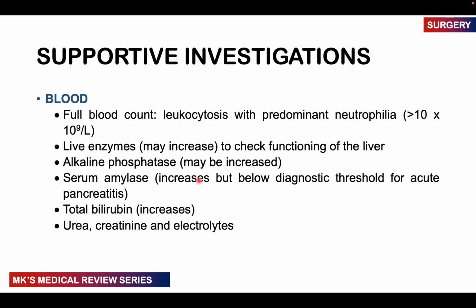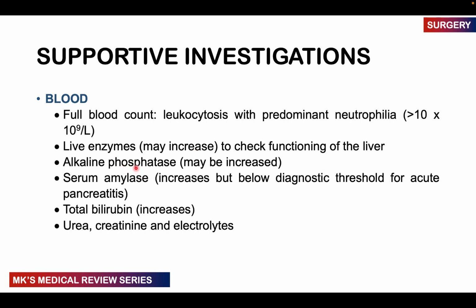You may also order some supportive investigations, such as a full blood count that may show leukocytosis with predominant neutrophilia greater than 10,000. Then you may also see liver enzymes that may be elevated, and you may do this to check for damage to the liver. You may also get an increase in alkaline phosphatase.